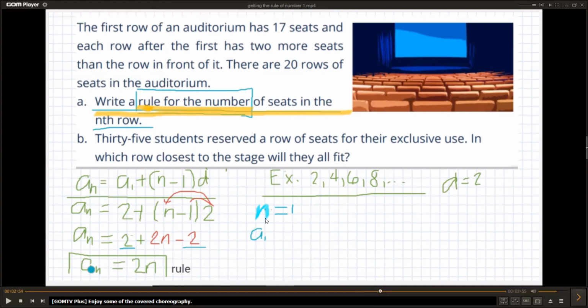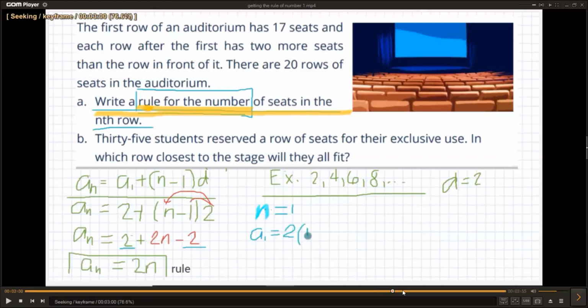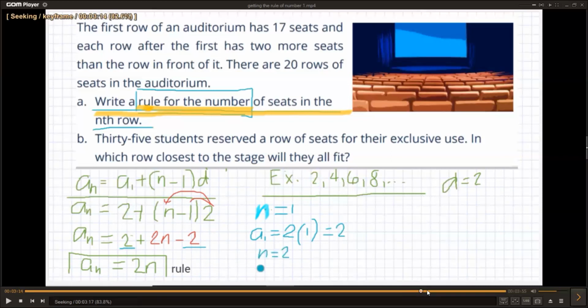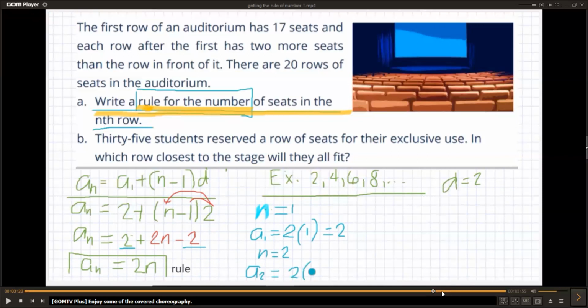If we're getting the first term, our n is 1. So a_n is equal to 2n. We just substitute the value of n, so n is 1. Therefore, 2 times 1 is equal to 2, which is the first term. Now, let's get the second term. If n is 2, then that is the second term. So 2 times n, where n is 2, is 4, and that's the second term.